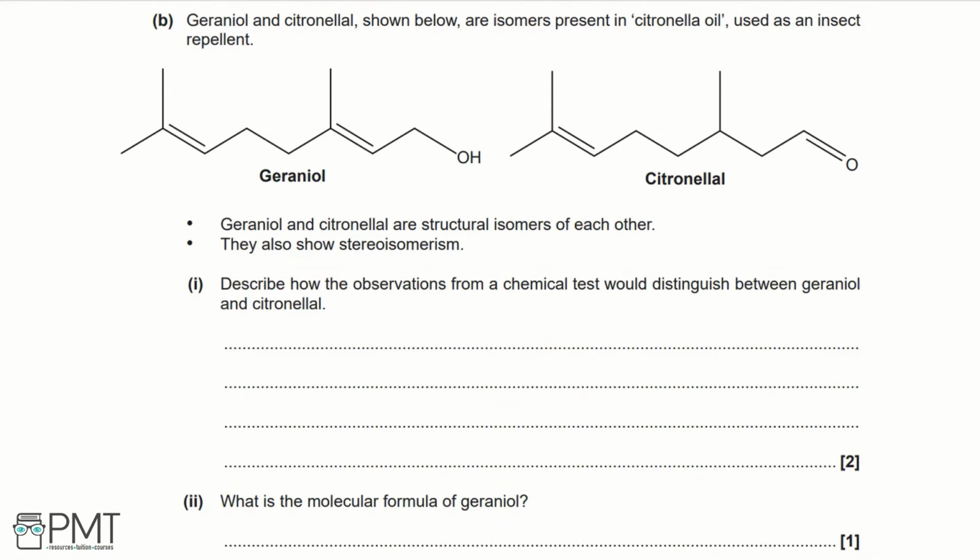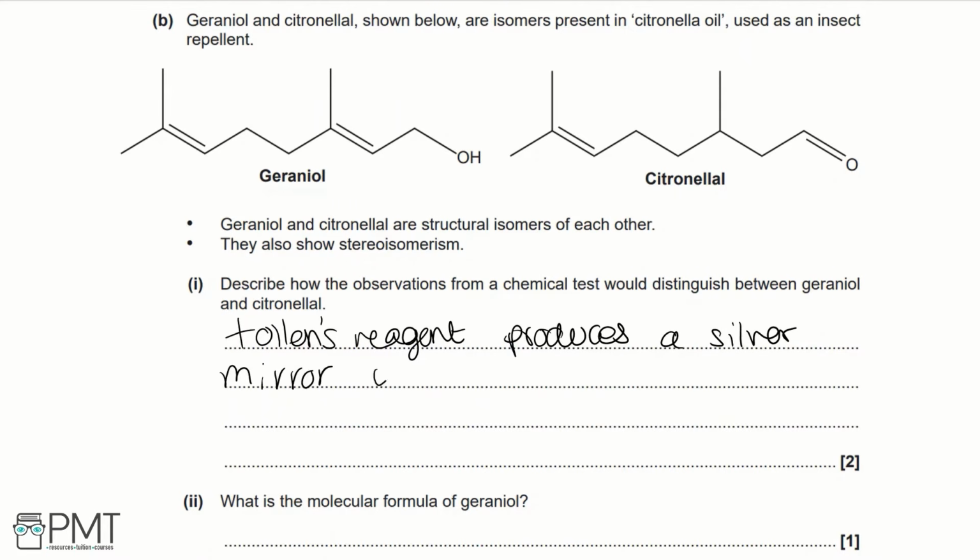The test we're going to use in this question is Tollens reagent. Tollens reagent is a test that will distinguish between geraniol and citronellal, and it's a test for an aldehyde functional group. So it's going to produce a silver mirror with citronellal because there is an aldehyde group present in citronellal. Silver mirror is the positive result for Tollens reagent and its test. If we highlight the aldehyde group on citronellal, this just confirms what we already know. Highlighting functional groups is a really good way to then, when you look back at your paper, check your answers and know that you've got them correct.